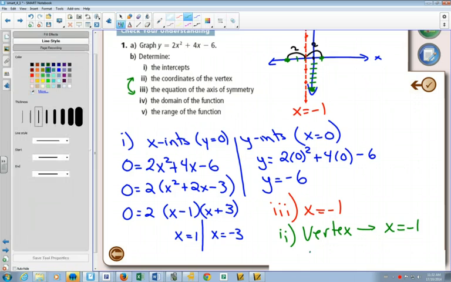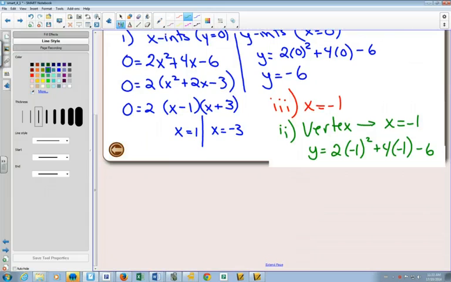So if I go y equals, well, there's a 2 first, 2(-1) squared plus 4(-1) for x minus 6, what do I get? Order of operations, we do the -1 squared first. That'll be 1. 1 times 2 is 2, plus -4, minus 6, to get -8. That tells us when x is -1, y is -8.